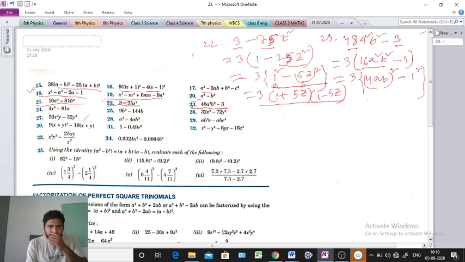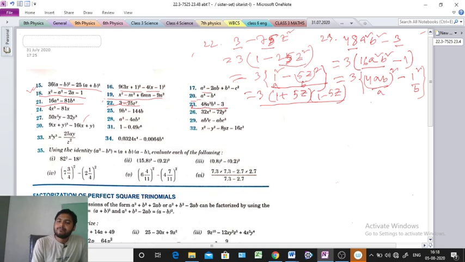Clear? Now see, in the second bracket, consider this whole portion as a and this one as b. So we are getting the a square minus b square formula, a plus b into a minus b. Here a means 4ab, plus b means 1, into a minus b, that means 4ab minus b.